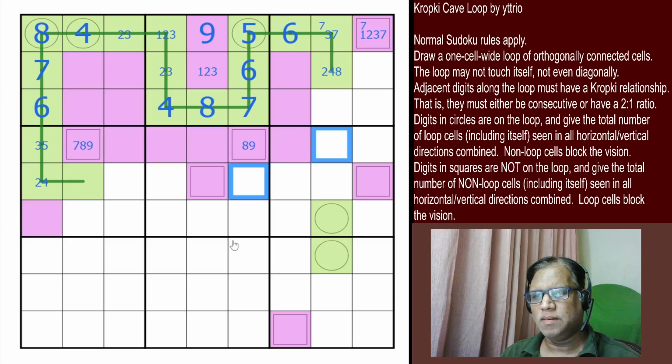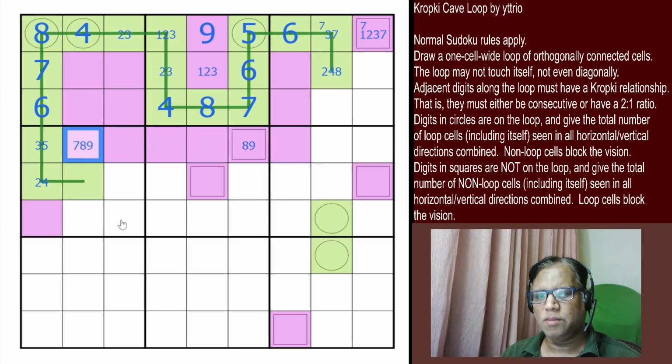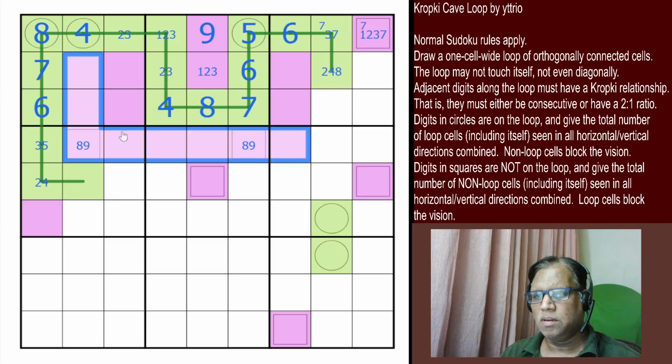Can they both be green? Putting these to 8. No, but what is this now? 1, 2, 3, 4, 5, 6, 7, 8. Oh, so this is now minimum 8, right? That can't be 7. And that is also now 8, 9, right? Because it can't be 7. 1, 2, 3, 4, 5, 6, right? So 8, 9, 8, 9. 1, 2, 3, 4, 5, 6, 7, 8. 1, 2, 3, 4, 5.